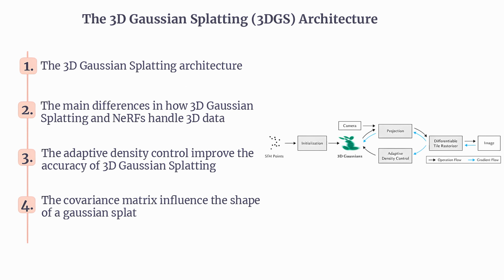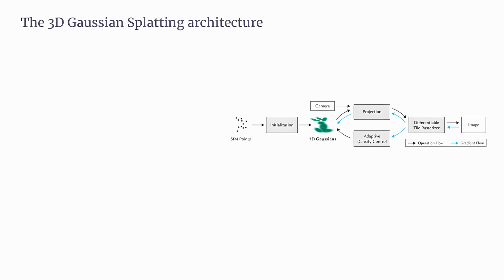Let's explore it in 4 parts. The 3D Gaussian splatting architecture. The main differences in how 3D Gaussian splatting and NeRFs handle 3D data. How adaptive density control improves the accuracy of 3D Gaussian splatting. How the covariance matrix influences the shape of a Gaussian splat. Now let's explore how 3D Gaussian splatting architecture achieves this.